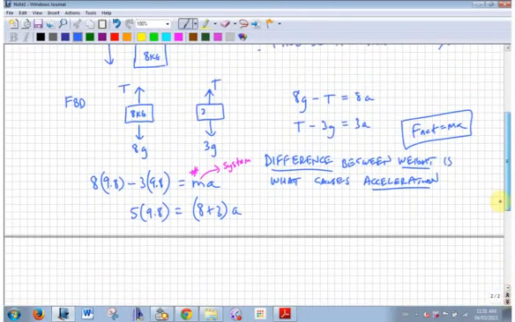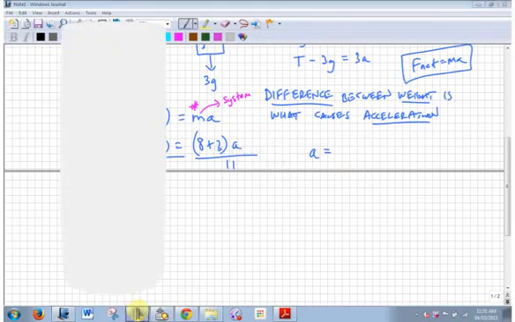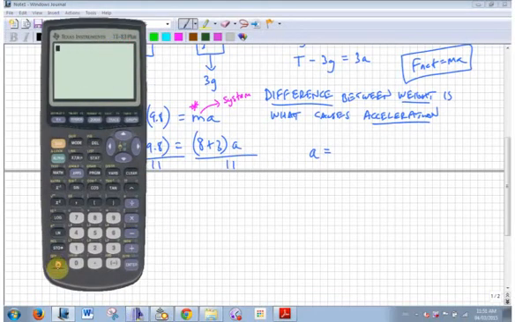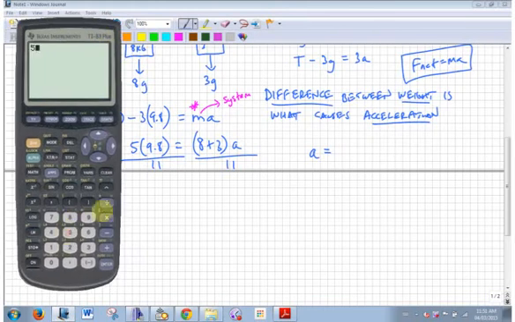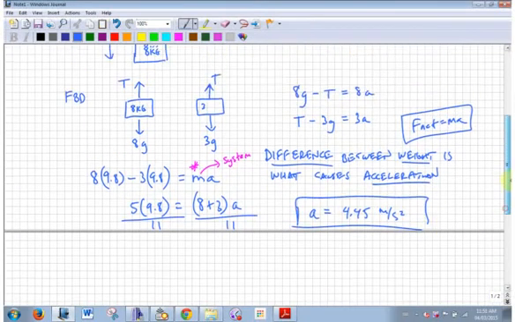So this is my formula, that's my concept. So how do I solve that thing? For a, divide both sides by 8 plus 3. And my acceleration is, I don't have to worry about any degrees today, so I should be hunky-dory. 5 times 9.8 divided by 11 is 4.45 meters a second squared. Okay, so that's the first part. That's the acceleration of the system.